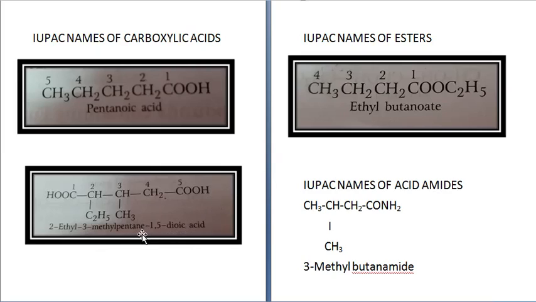Alright, next we come to IUPAC names of ketones. For ketones, the name is alkanone. So to alkane, ONE is added. Over here, CH3, CH2, CH2, CO, CH2, CH3. On the third carbon, C double bond O is present and the parent chain is 6 carbons long, so it becomes hexan-3-one.